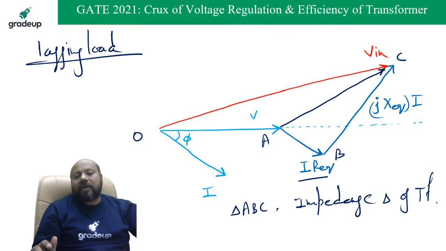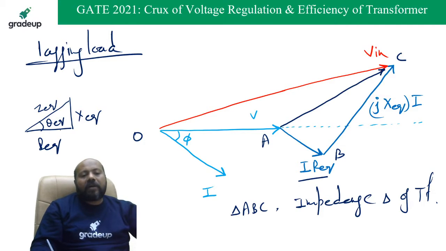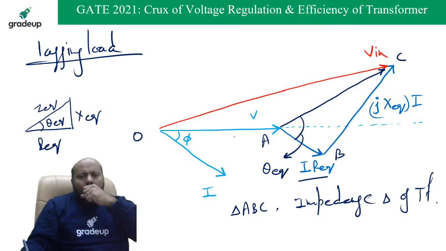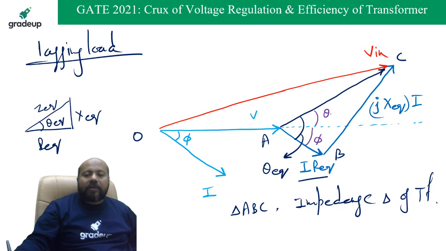If this is going to be the impedance angle of the transformer, now you can understand that if this is R equivalent, this is X equivalent, and this angle between Z equivalent and R equivalent we are defining as theta equivalent. So what is going to be this angle? This angle is going to be theta equivalent. Is it clear? Now what is this angle? This angle is again going to be phi. So what is going to be this angle? This angle is going to be theta equivalent minus phi.